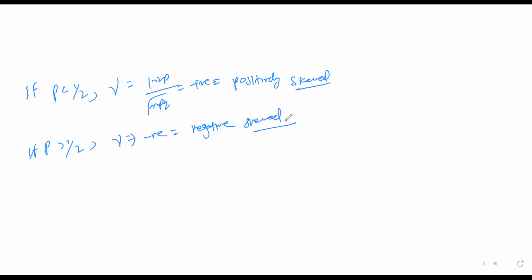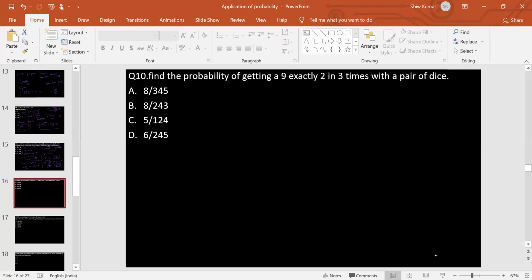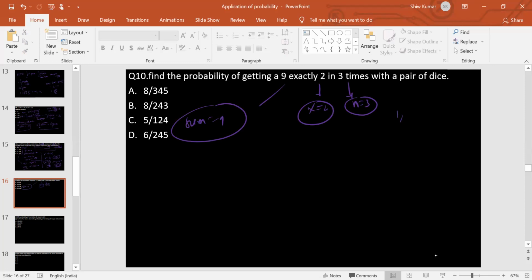Now we'll see one question based on that. See, this is the question. Find the probability of getting a 9 exactly 2 times in 3 throws with a pair of dice. That means x must be equal to 2, the number of trials must be 3, and the sum should be equal to 9. So look, which pairs give a sum equal to 9? Look, you make the numbers 1 2 3 4 5 6.